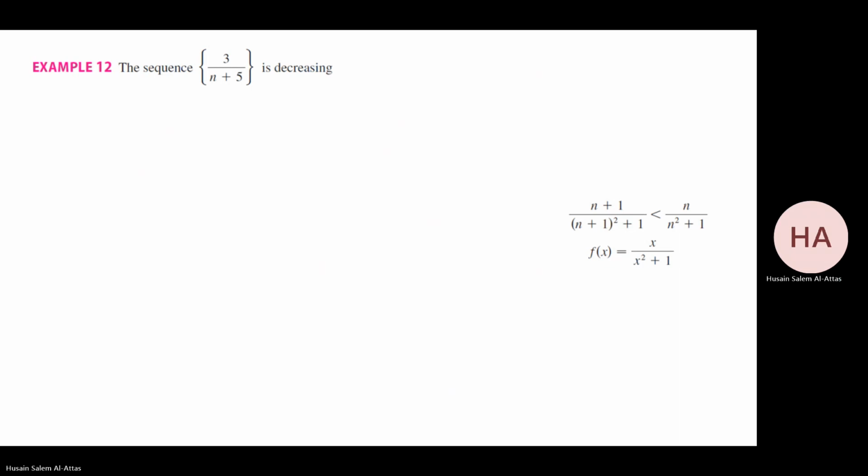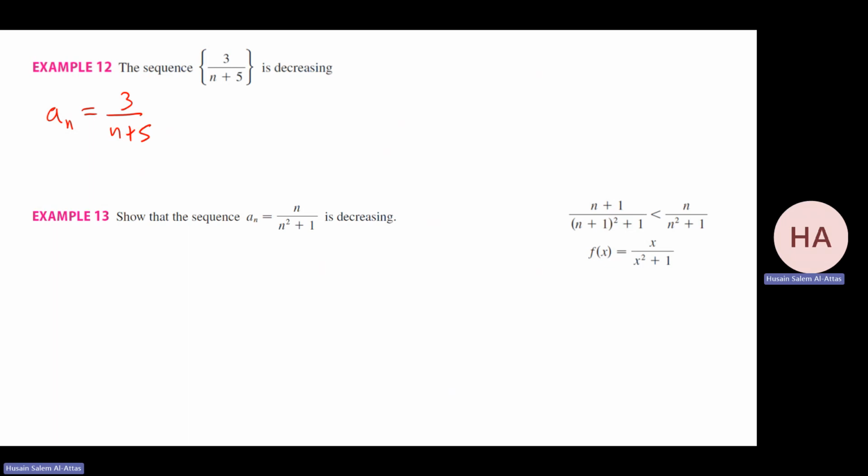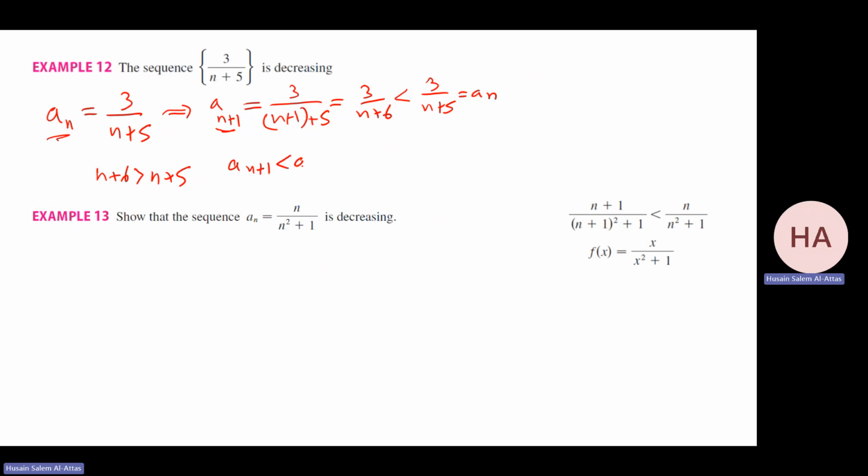Prove decreasing or increasing. This sequence, he says it's decreasing. Let me check. I need to check a(n+1). We'll call it an. My an is 3 over n plus 5. So what will be a(n+1)? That will be 3 over (n plus 1 plus 5), which is 3 over n plus 6. Now comparing the two, I have 3 over n plus 5 and 3 over n plus 6. Always n plus 6 will be greater than n plus 5. Since it's in the denominator, that means it's less than 3 over n plus 5, which is an. So I'm getting a(n+1) less than an. So the sequence is decreasing.